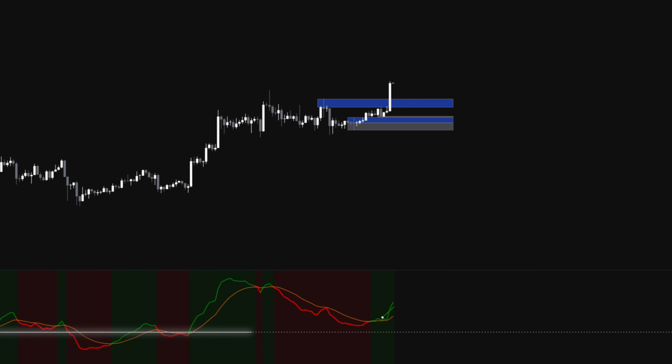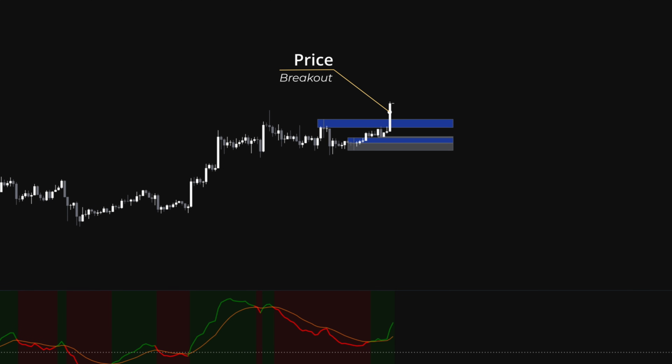You'll see that zero level marked as a white dotted line in the indicators section. At the same time, we need price to break above the blue resistance zone that's shown by our support and resistance zones indicator. Now, it's always better and safer to enter on a high volume candle that closes above that zone. Volume confirms conviction, and that's what we want to see.